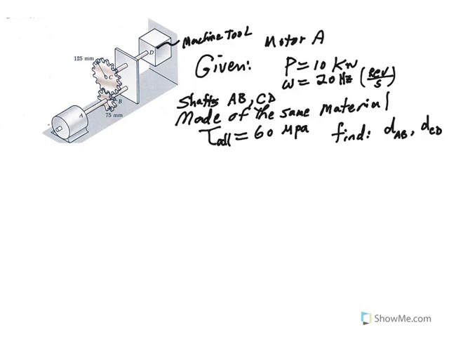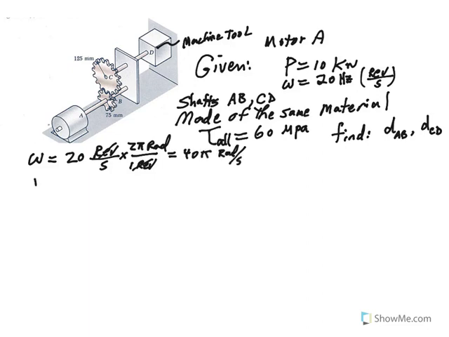All right, so we start by saying, if the power is 10 kilowatts and the shaft is rotating at 20 hertz, first let's take this 20 hertz, which is 20 revolutions per second, and use the conversion of one revolution being 2 pi radians. That converts to 40 pi radians per second. Now, knowing that power is equal to torque times omega, we can go ahead and find the torque.